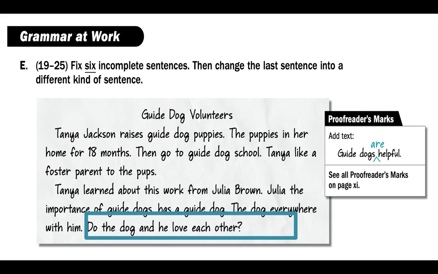Now, for the last sentence, they asked us to change it to a different kind of sentence. So in other words, we have a question to end our paragraph, and they'd like us to change it to a sentence that isn't a question. Do the dog and he love each other? How would you change that from a question to a statement? I chose to write it like this. He and the dog love each other. How did you choose to rewrite the last sentence?